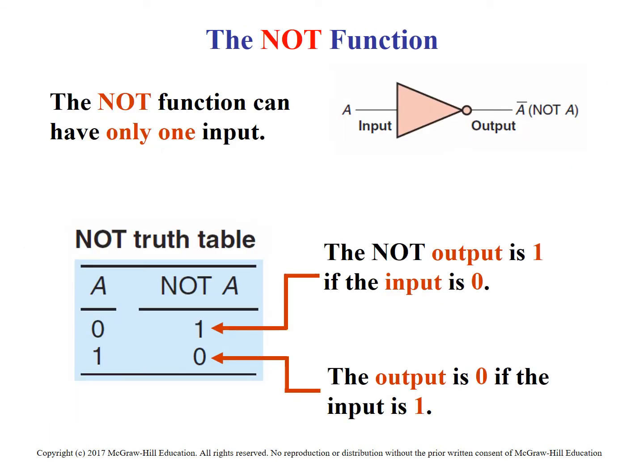The NOT function's fairly straightforward. The input is flipped to create the output. So if it's on at the input, it's off at the output. If it's off at the input, it's on at the output. So that truth table's really simple.